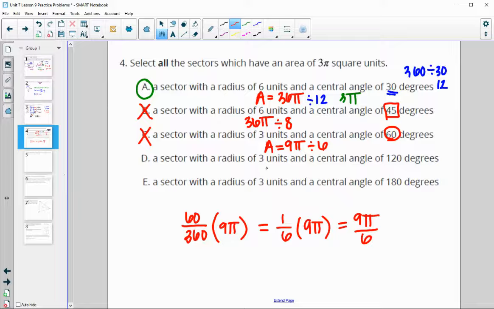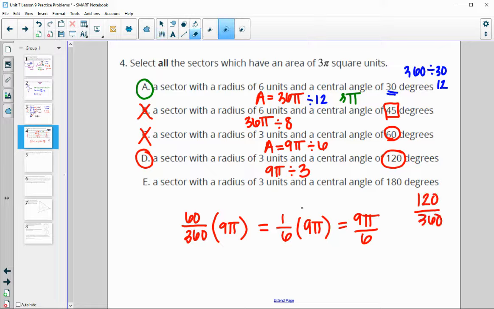D, we again have a radius of 3 units. So the total area is going to be 9 pi. 120 degrees fits into a circle 3 times. So we'll divide this into 3 equal chunks, and 9 pi divided by 3 is 3 pi. And you can, again, do 120 over 360, which gives you your portion of the circle.